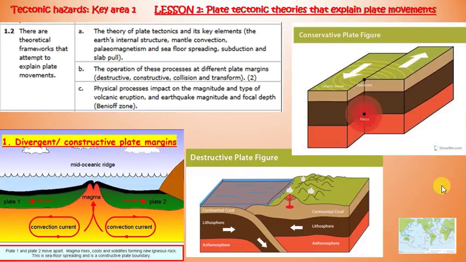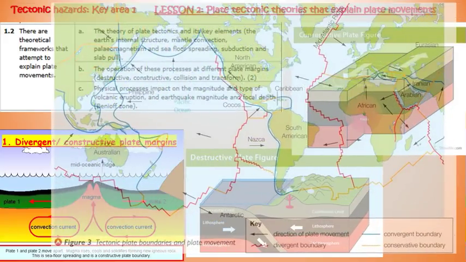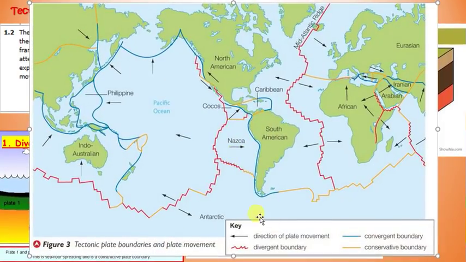Last lesson we looked at the distribution of tectonic hazards such as earthquakes, volcanoes and tsunamis, and we realised that if we map them, we find the vast majority of volcanoes and earthquakes are found near or on plate boundaries. And the most severe volcanic eruptions and high magnitude earthquakes are found at destructive plate boundaries, like on the Pacific Ring of Fire.